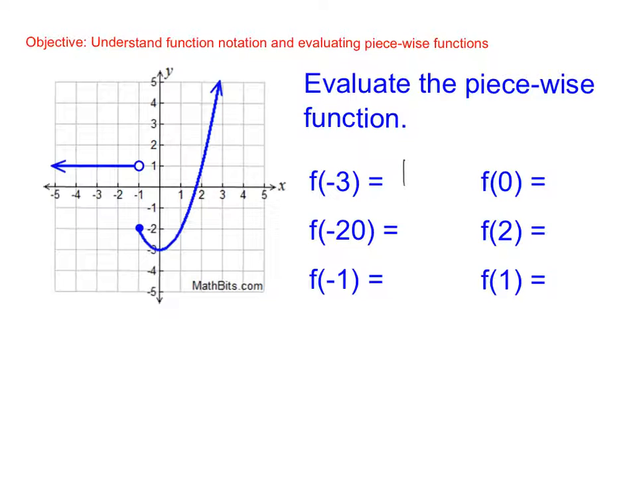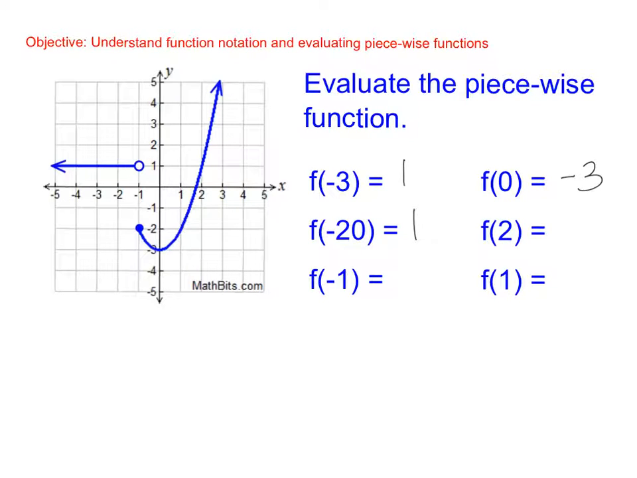F of 0. If I'm at 0, I go to the graph, -3. F of -20. Now, think about this one. Is -20, do we have that? No. But look at the function that's on the left. It's just a horizontal line. So if we went all the way over to -20, what would the y value be? 1.